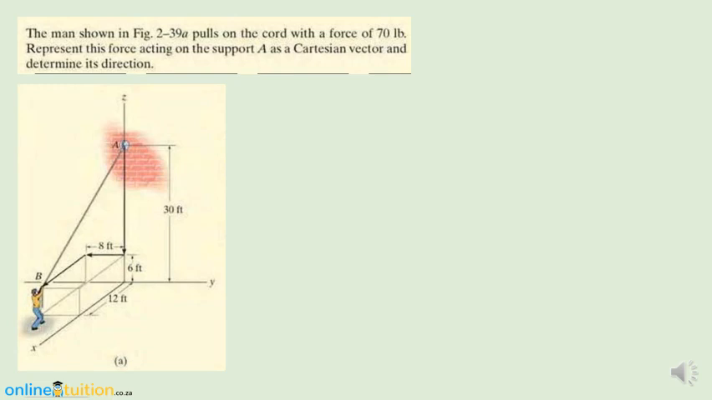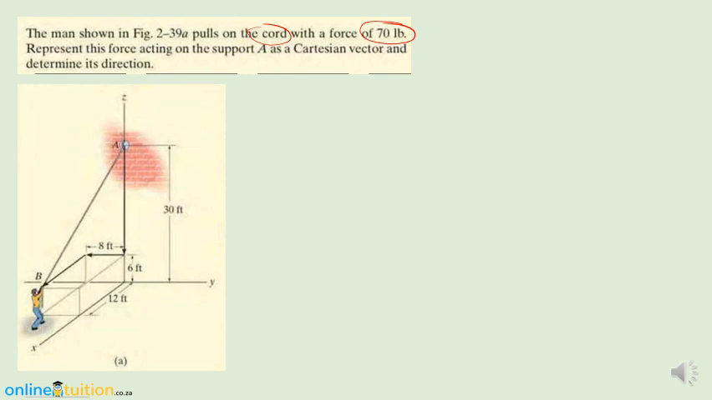Yes, this is a really important question. I think it actually forms the basis of this entire section that we're looking at, and that is how to express a vector in Cartesian form purely out of the coordinates. I'm not talking about a position vector. I'm talking about something like a force. So if you look here, a guy pulls on a cord and it gives you the magnitude of the force is 70 pounds. You want to write this as a Cartesian vector and also determine its direction.